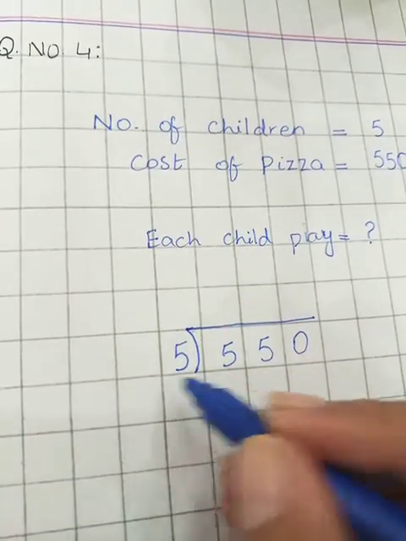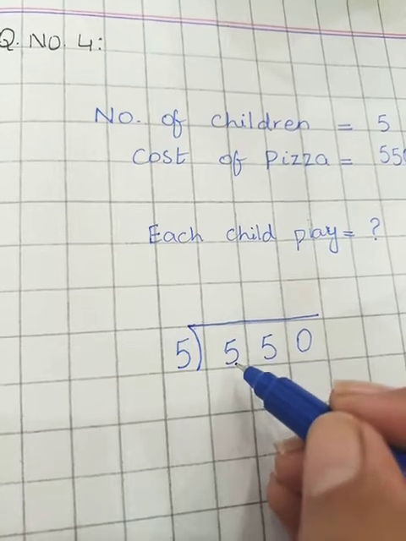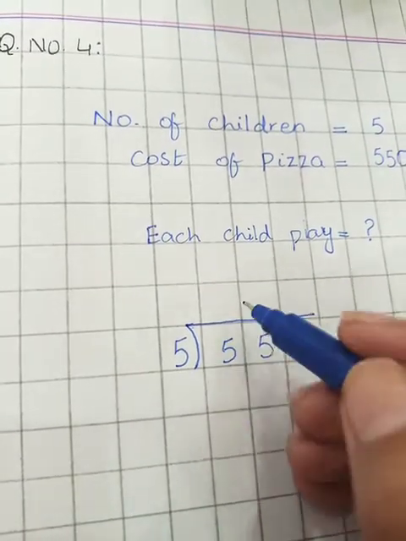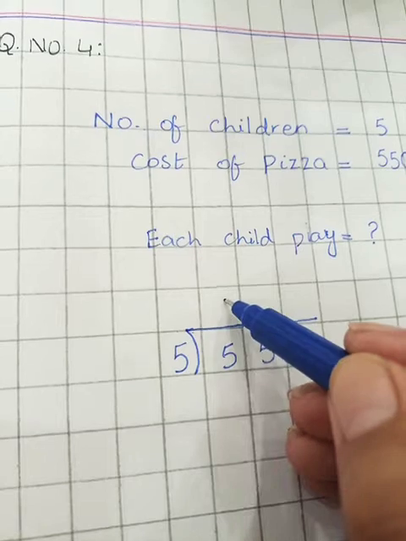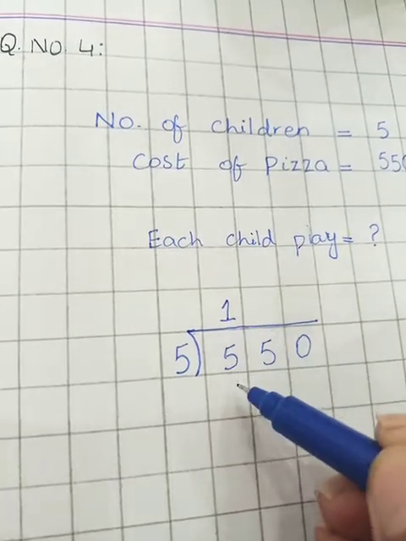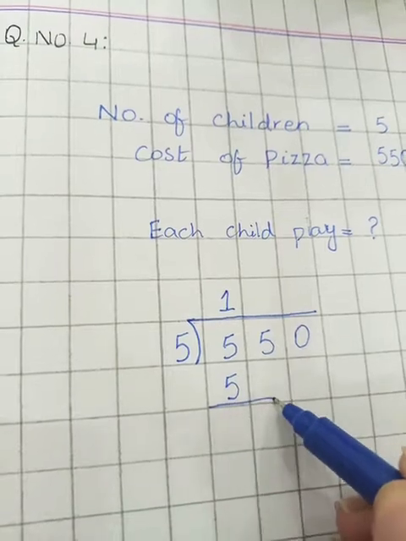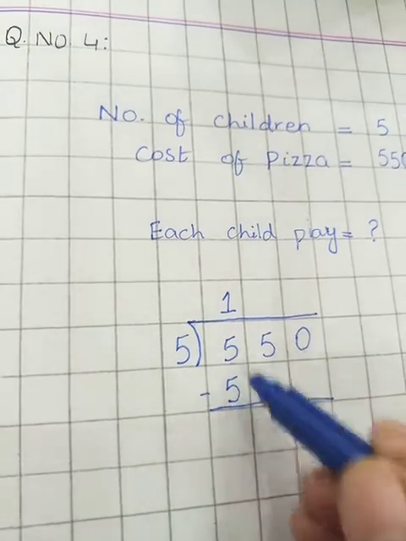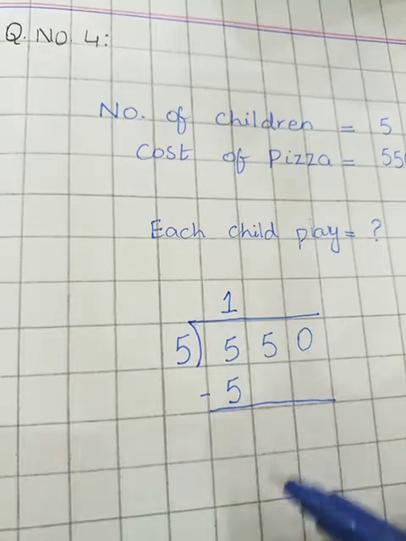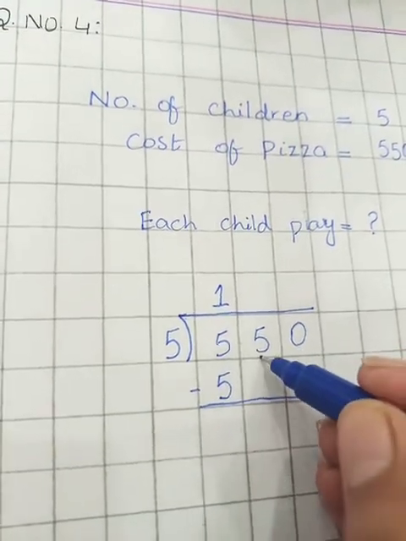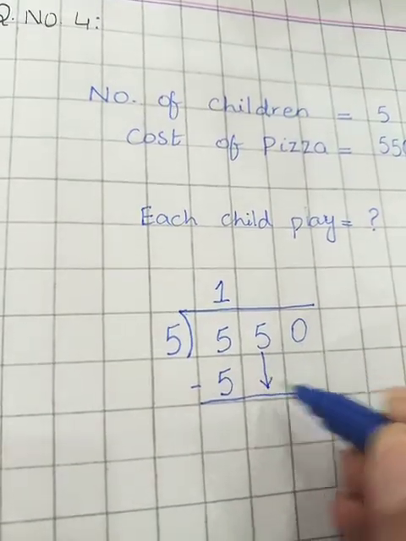First of all, let's compare the numbers of our dividend and our divisor. 5 ones are 5. Now students, here I am writing the number 5, since 5 ones are 5. Beneath this, we are going to do the subtraction. 5 minus 5 is 0, so no need to write it here.